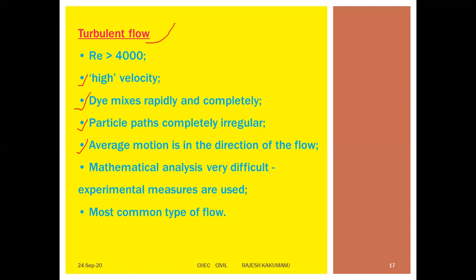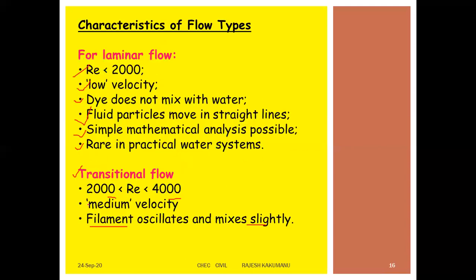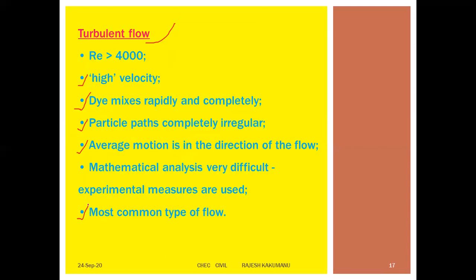Next, mathematical analysis for this will be difficult. Experimental measures are used. So theoretically, we cannot solve this type of turbulent flow. Only experimental processes can be used for turbulent flows. This is the most common type of flow and generally occurs in natural applications. The most common type of flow we observe in day-to-day life is turbulent flow. So we have understood the characteristics of laminar flow, transition flow, and turbulent flow.